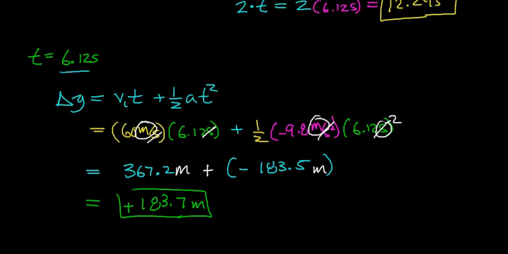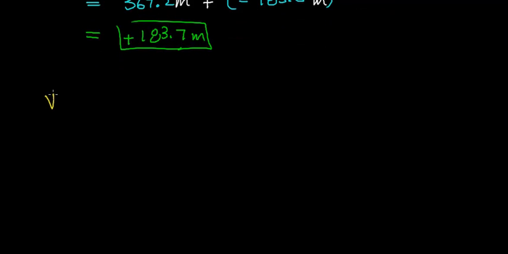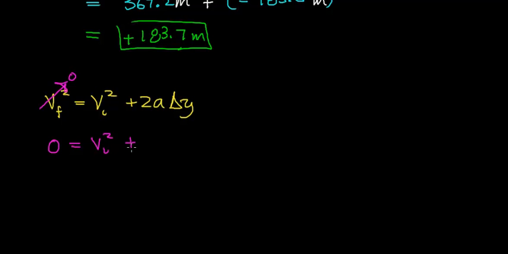Now there's one other way to figure out the maximum height, and that's to use our kinematic equation, which says that the final velocity squared equals the initial velocity of the object squared plus 2 times the acceleration times the change in height of this object. That is the maximum height this object reaches. Now in this case, the final velocity would be 0, so we'd get 0 equals our initial velocity squared plus 2 times the acceleration times the maximum height of this object.